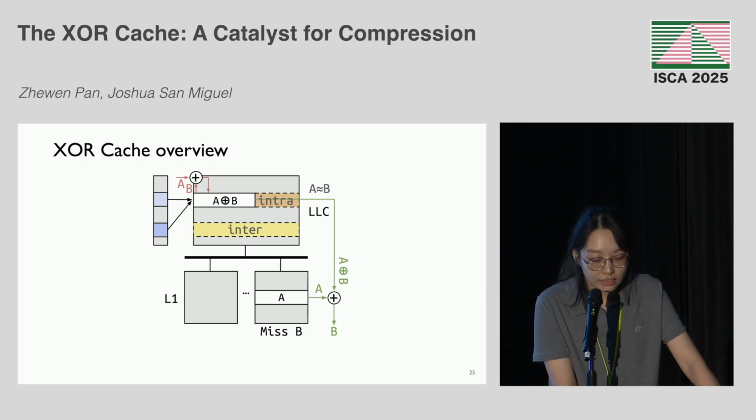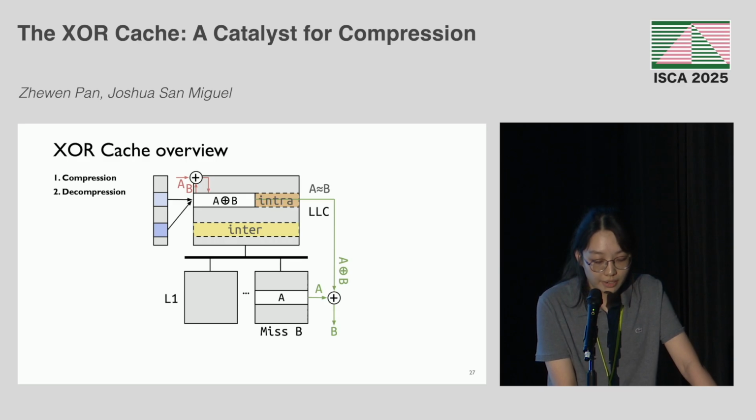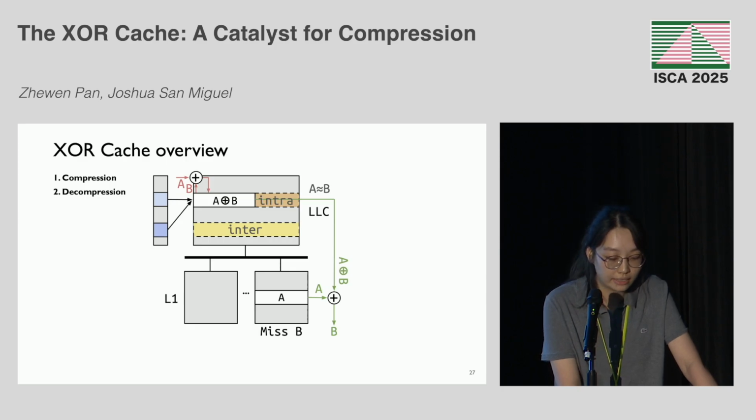Now, let's continue our discussion of XOR cache architecture. We have shown that XOR cache inserts an XOR line as opposed to individual lines in the LLC. This is handled by XOR cache's compression algorithm. On access, the LLC forwards the XOR line to a private cache to reconstruct the missing line. This is handled by XOR cache decompression flow. Note that what we have shown is just one of the 3 cases of decompression. We'll talk about the others shortly.